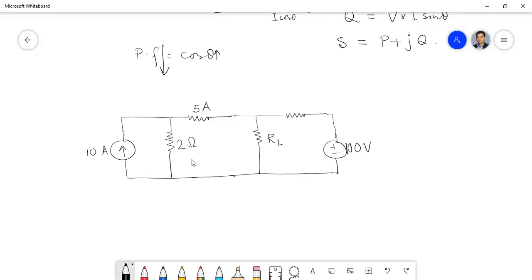So 100 volt, and this is RL, and suppose you take 10 ohm, 5 ohm. Okay, so do this problem.